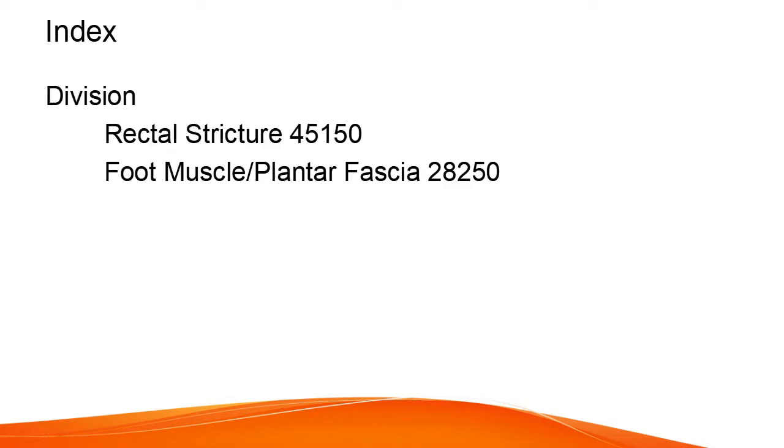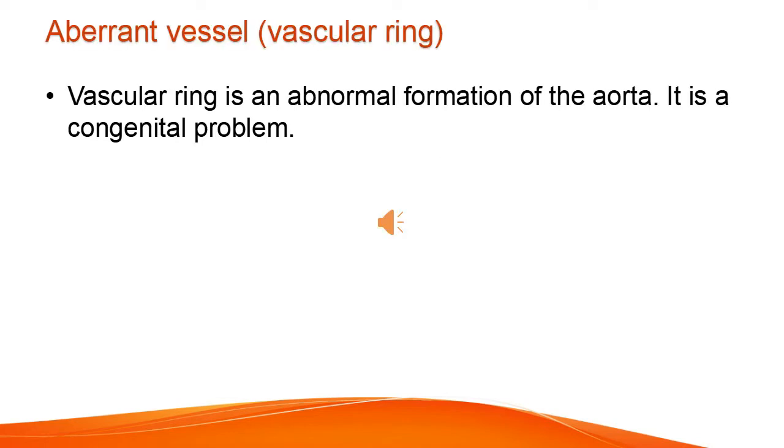Aberrant vessel, vascular ring. Vascular ring is an abnormal formation of the aorta. It is a congenital problem.